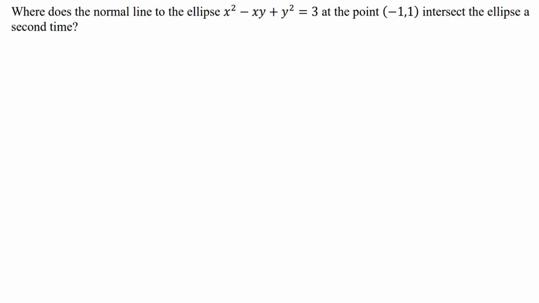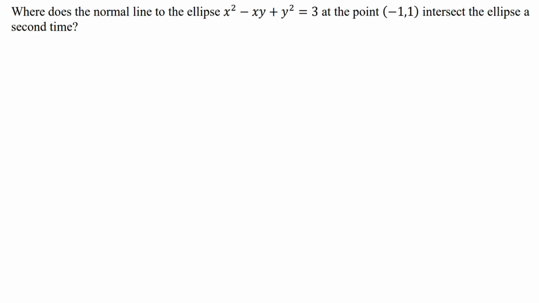All right, and here is our last question. So this is, when does the normal line to the ellipse x squared minus xy plus y squared equals 3 at the point (negative 1, 1) intersect the ellipse for a second time? Well, first off, we just need to figure out the equation of that normal line so we can figure out where else it can intersect.